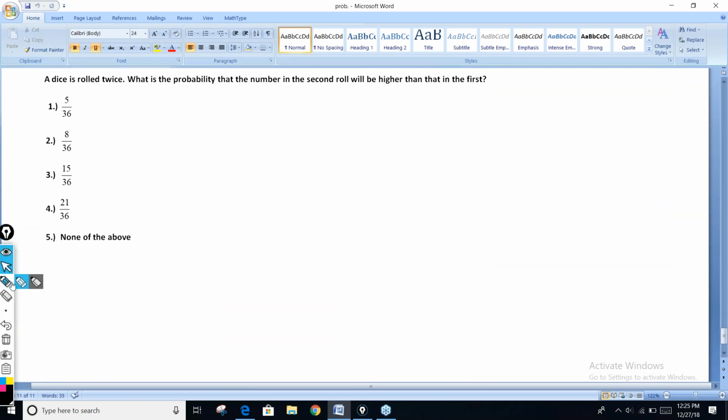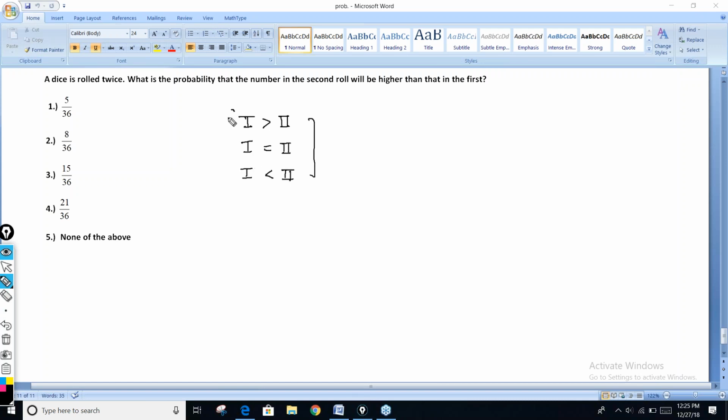There is again an easy question. A dice is rolled twice. What is the probability that the number in the second roll will be higher than that in the first roll? First, you need to understand that there are three possibilities. The first number can be higher than the second number, the first number can be equal to the second number, and the first number can be smaller than the second number.